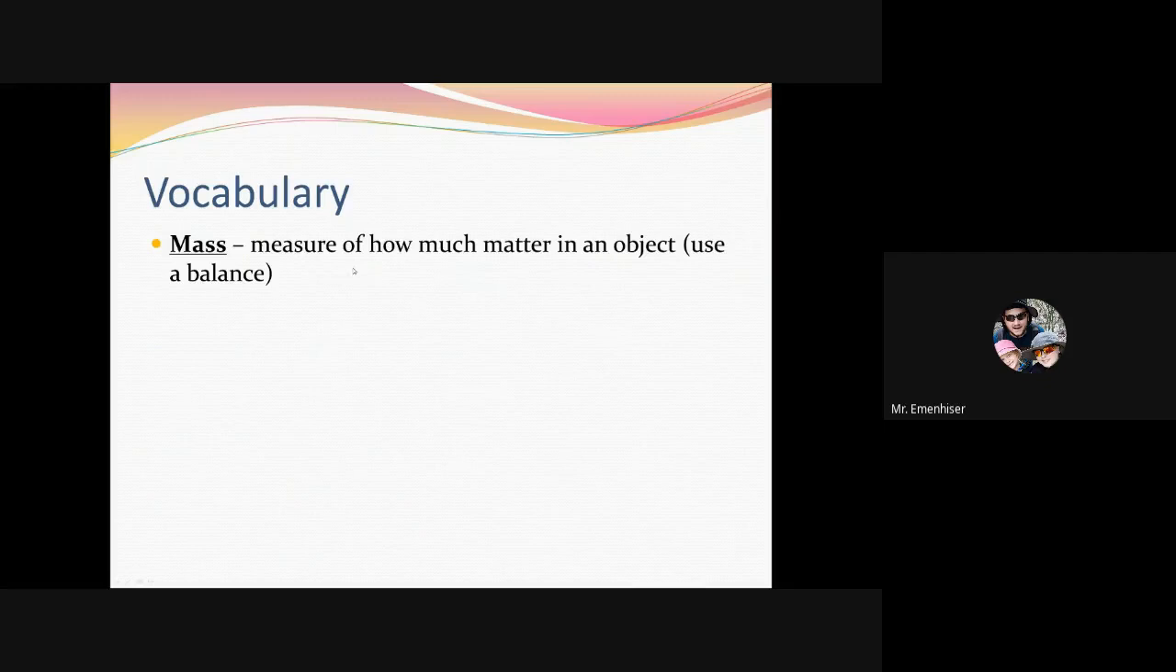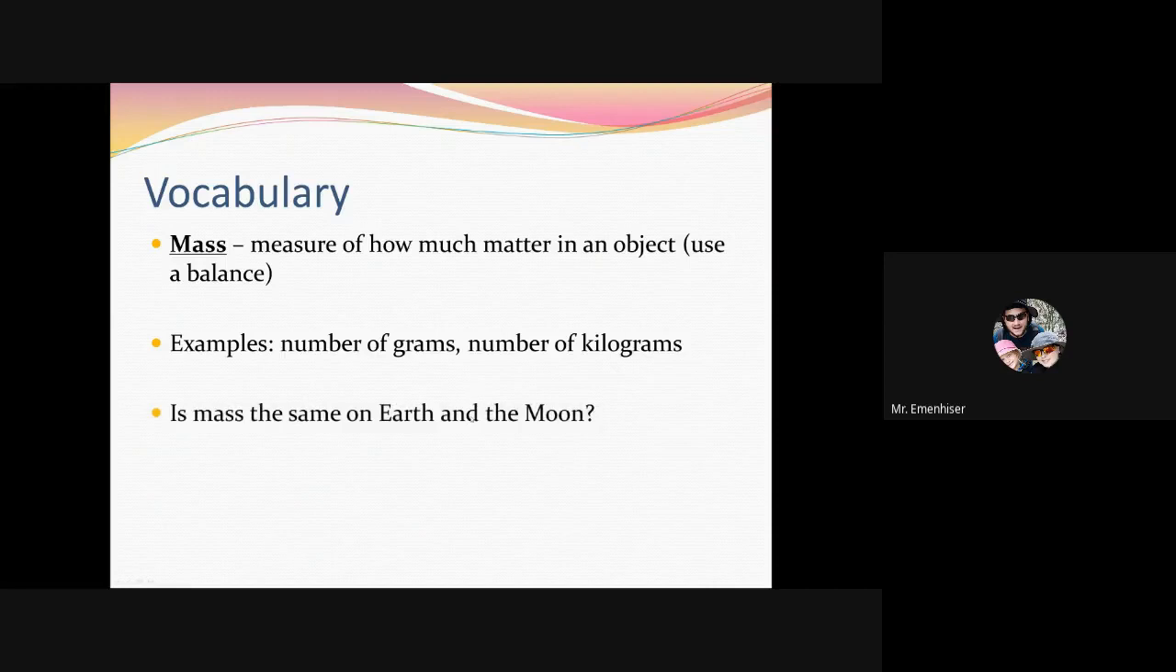Mass. Mass is a measure of how much matter is in an object. Okay, so you're going to use a balance or a scale to measure mass, and it's measured in grams, little g. For example, how many grams are in something? How many kilograms? Okay, what's the mass of something? Is mass the same on Earth and the moon? It is. But you would weigh different, because weight is the amount of gravity on you. Okay, but mass would not change. Mass is how many atoms you are made out of.